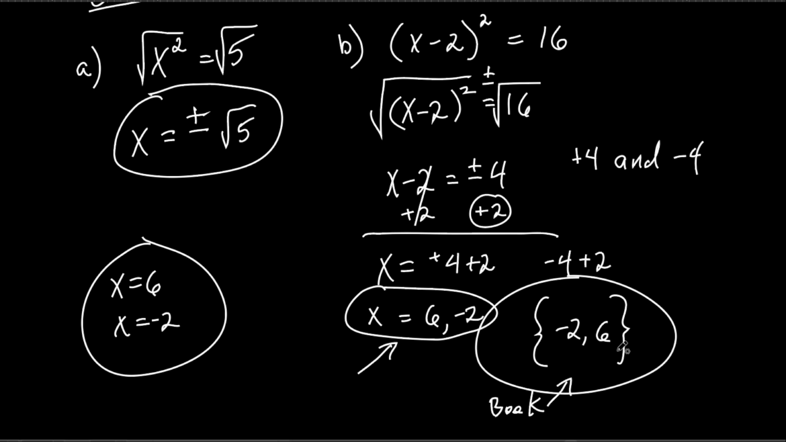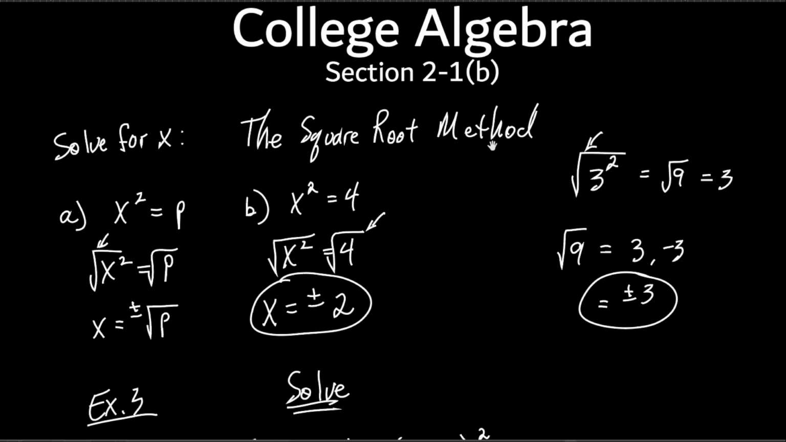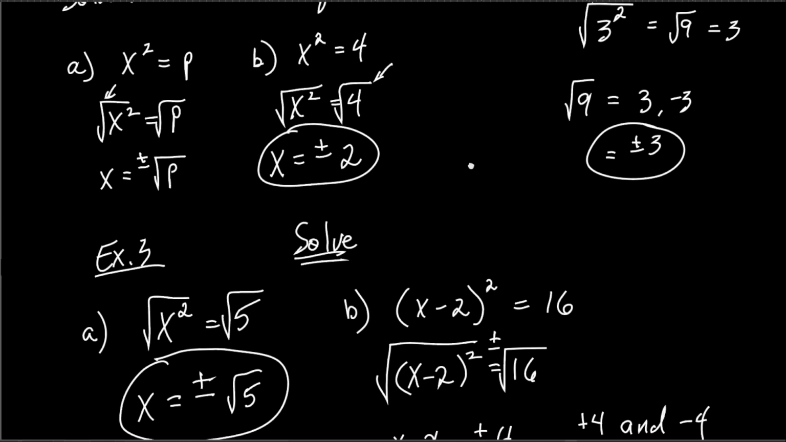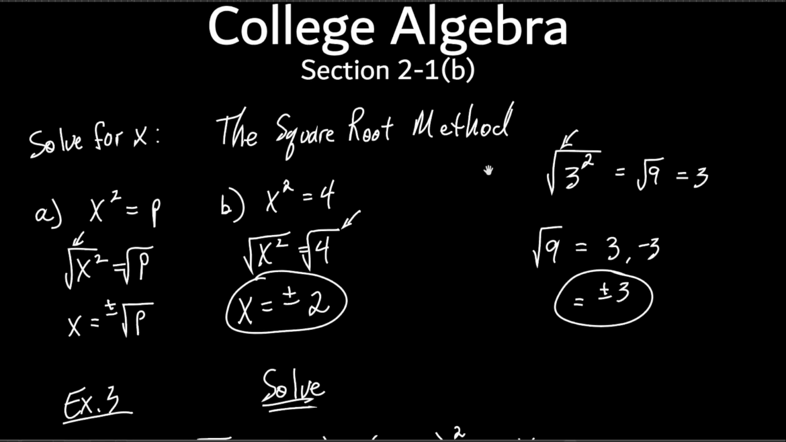And that's basically it for the square root method. It's called the square root method because we get rid of something that's being squared by taking the square root of it. This is still a quadratic because you have a squared with it.